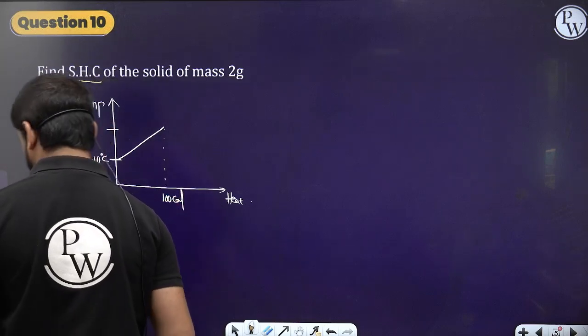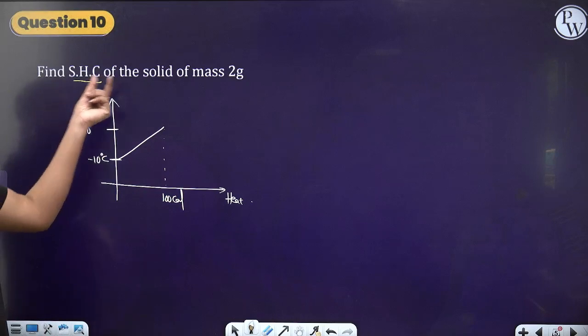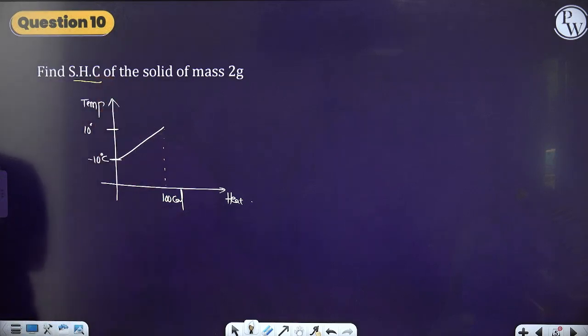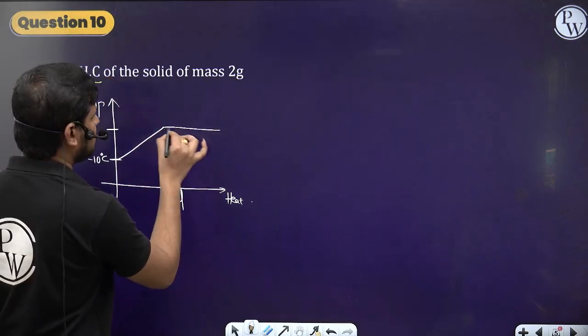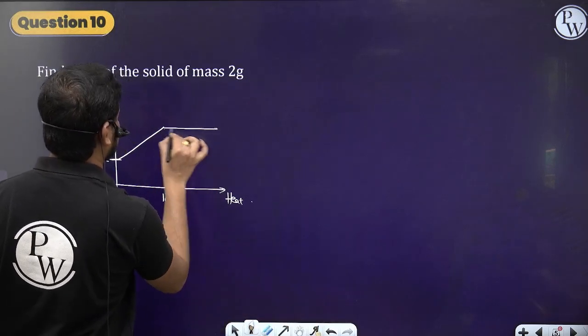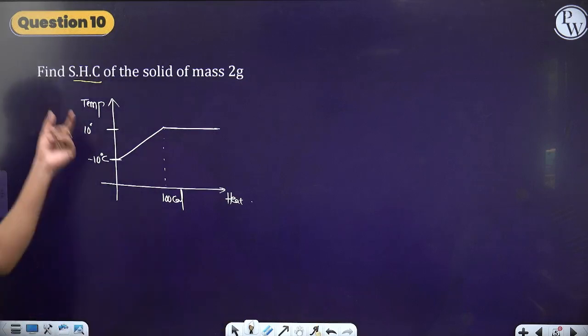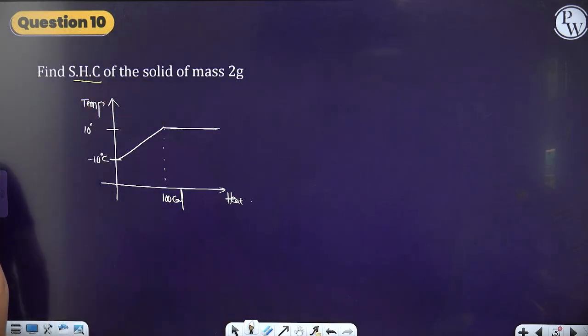Now try this question on your own. I gave the graph, you have to find the specific heat capacity from this graph, and the mass is also given, which is 2 grams. You can draw it if you want. Chalo. So find the specific heat capacity. How do you find it? Try that question on your own.